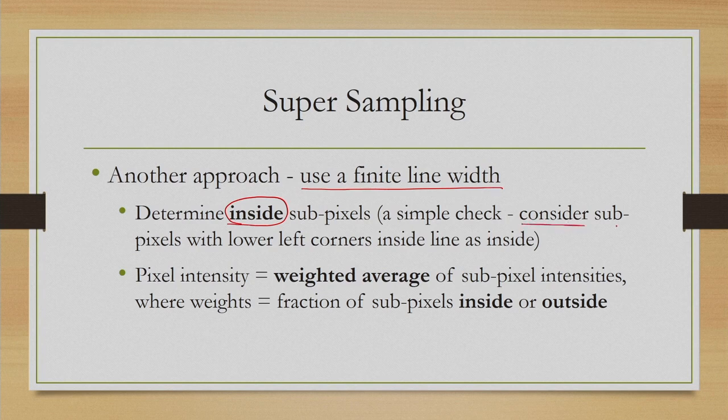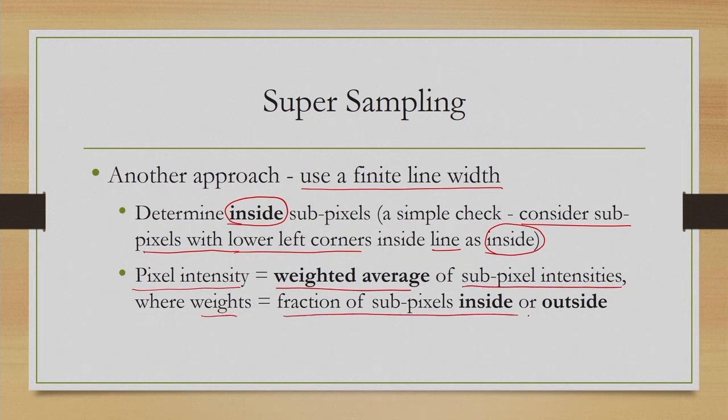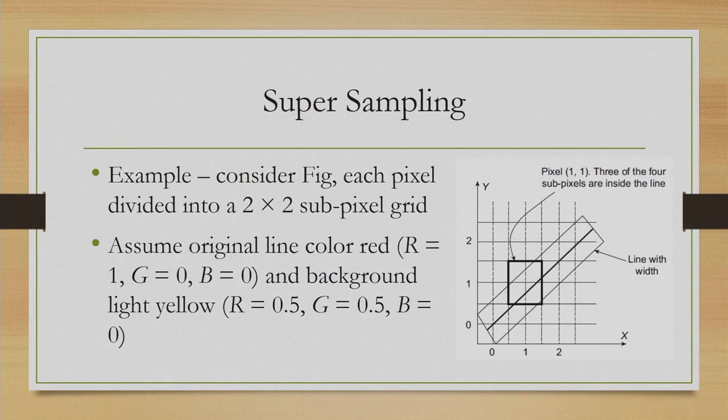We may only consider those subpixels which have their lower left corners inside the line as inside. So, if a subpixel has its lower left corner inside the line, we can consider that subpixel to be an inside subpixel, and then the pixel intensity is the weighted average of subpixel intensities, where weights are the fraction of subpixels inside or outside. That can be another simple approach.